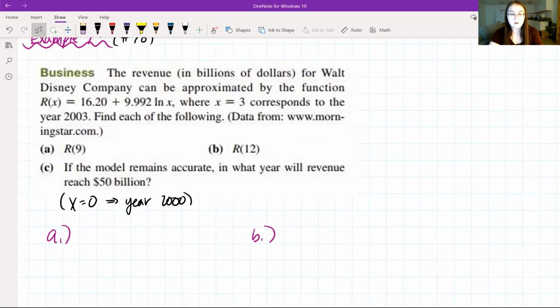So we want to find R of 9, which essentially means 2009. Then we want to find R of 12, which is essentially 2012. And then for part C, we say if the model remains accurate, in what year will the revenue reach 50 billion?